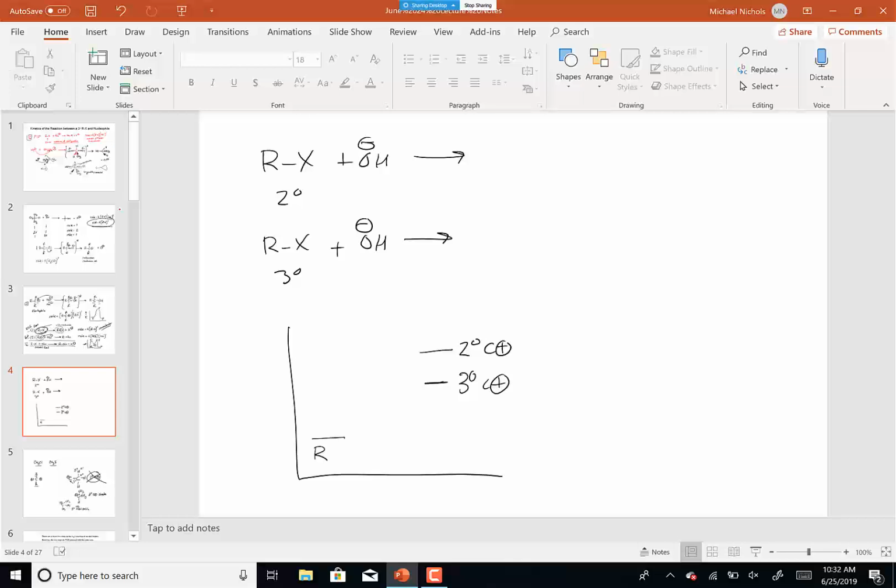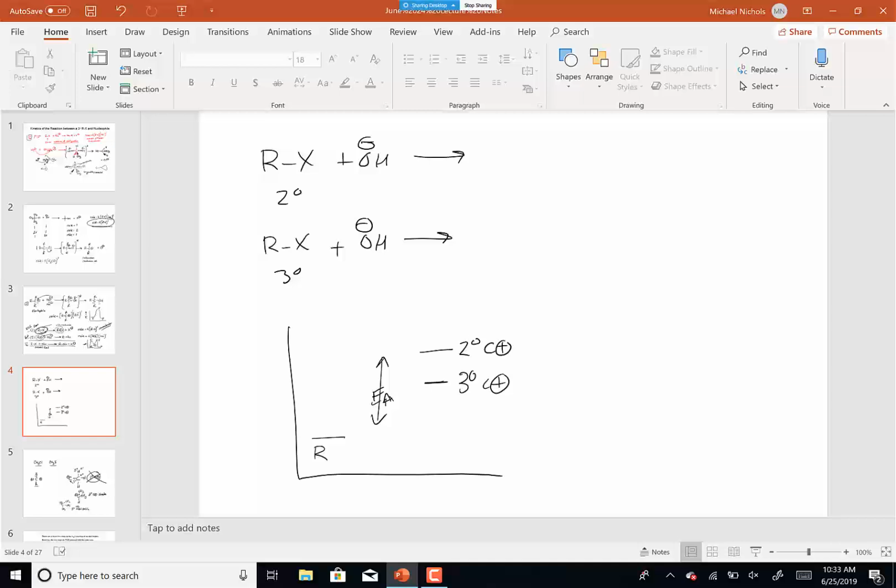Now what I need to do is draw the coordinate diagram going up to the transition state and down to the secondary and down to the tertiary. But before I do that, what's the energy between the reactants and the transition state? What's that called? That's the activation energy, right? That's EA. That's the activation energy. Why is that important?